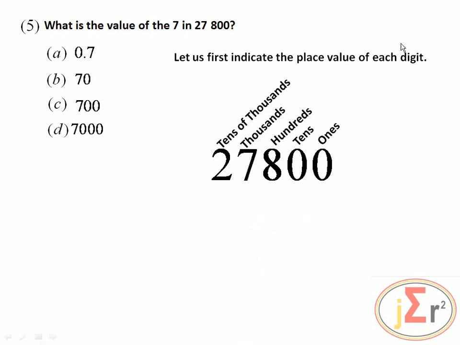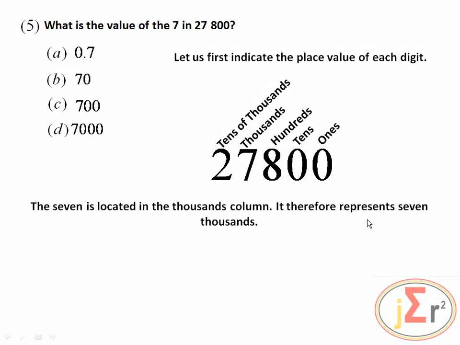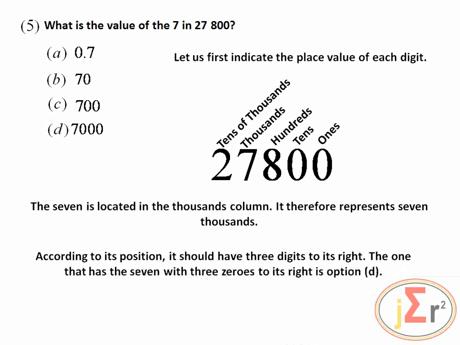But usually we start here: ones, tens, hundreds, thousands, tens of thousands. The 7 is located in the thousands column. It is therefore 7 thousands. So it represents 7 thousands. According to its position, it should have 3 digits to its right. The one that has the 7 with 3 zeros to its right is option D. And that is our correct answer.